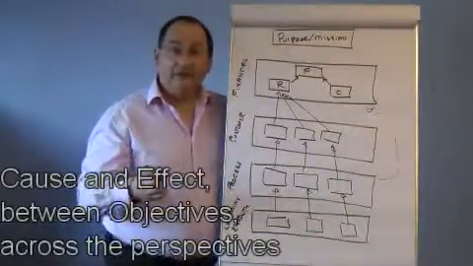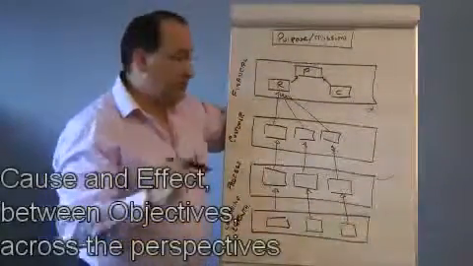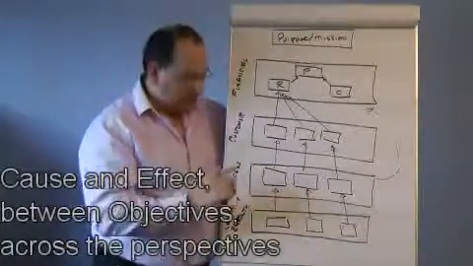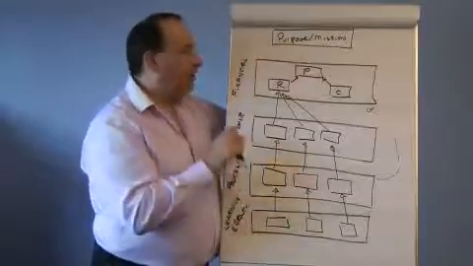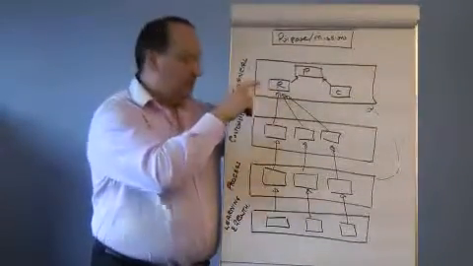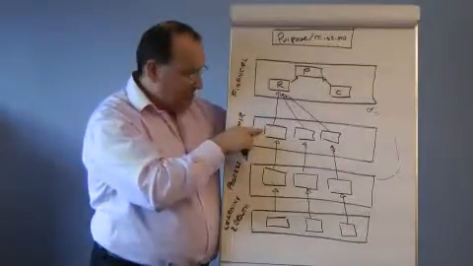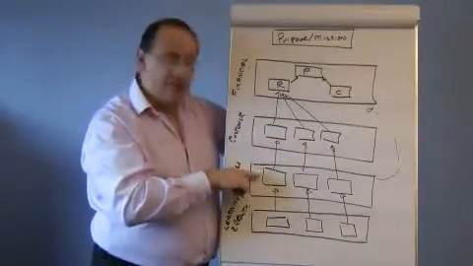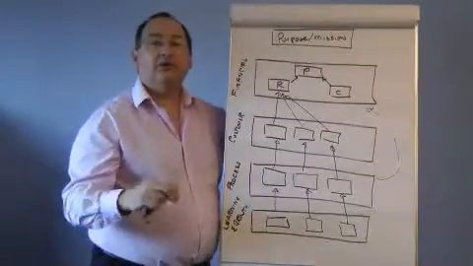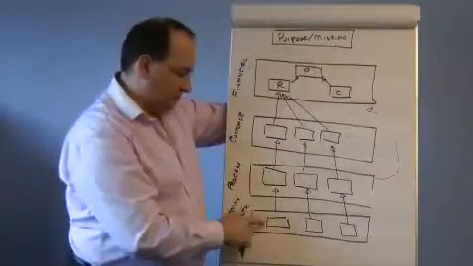So what we've now got, and notice I have not mentioned measures, is a cause and effect relationship across a very simple model of perspectives. From the perspective of the finances, how are we doing? From the perspective of the customers, how are we doing? From the perspective of the processes, how are we doing? And from the perspective of how do we learn and grow and develop as an organisation, how are we doing?